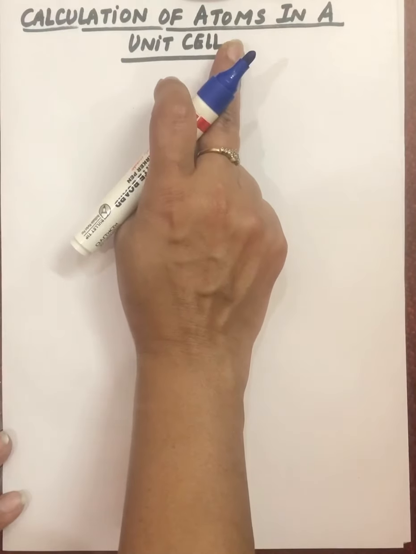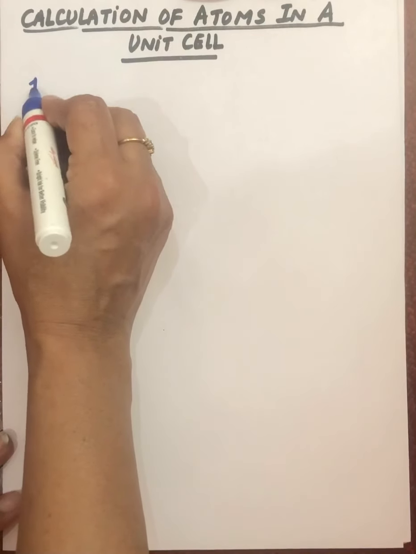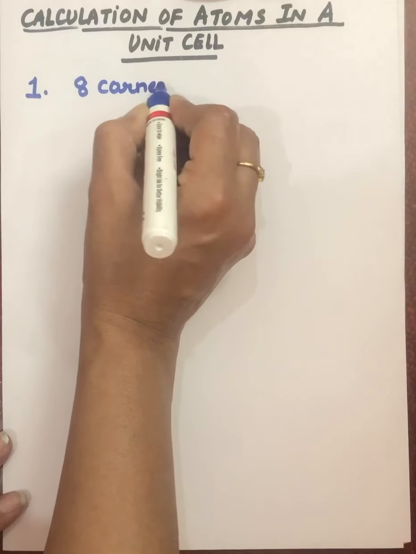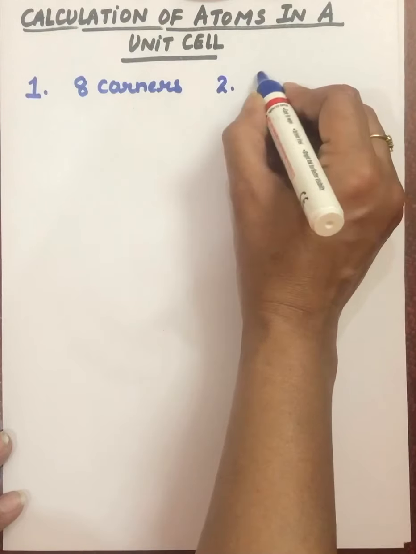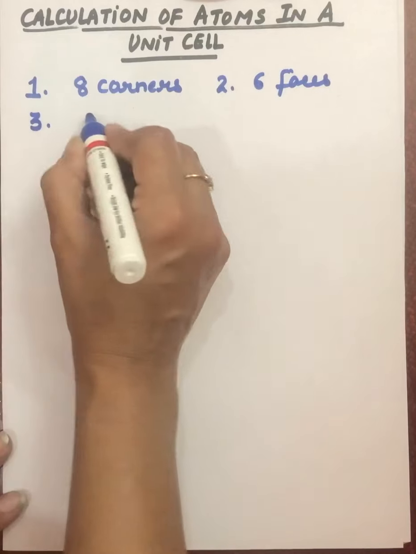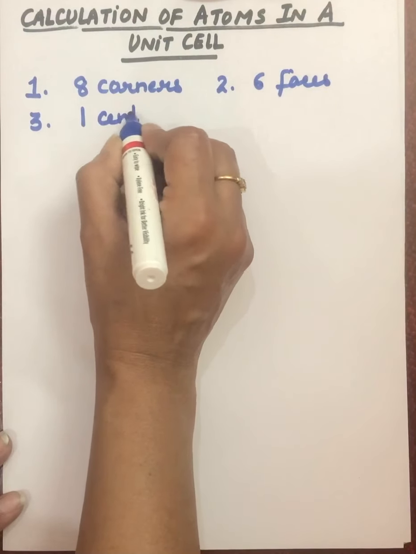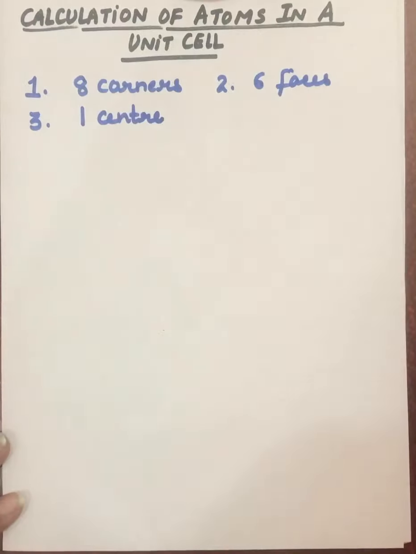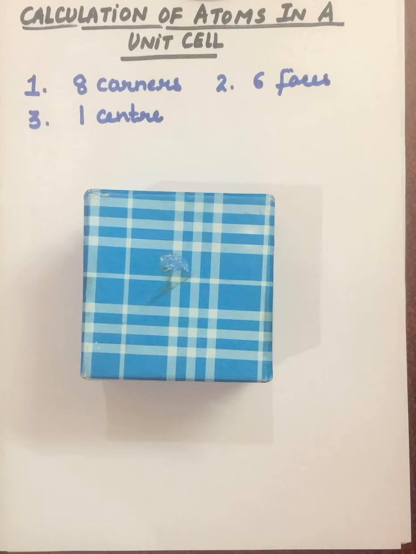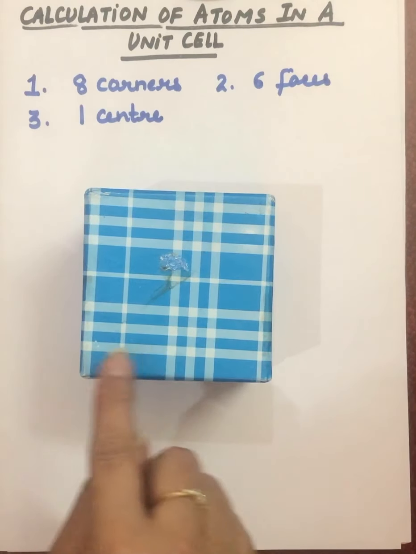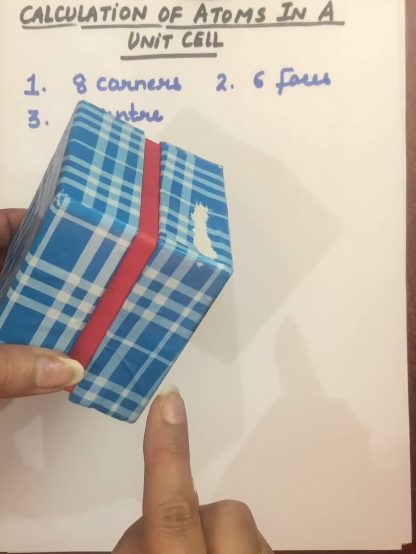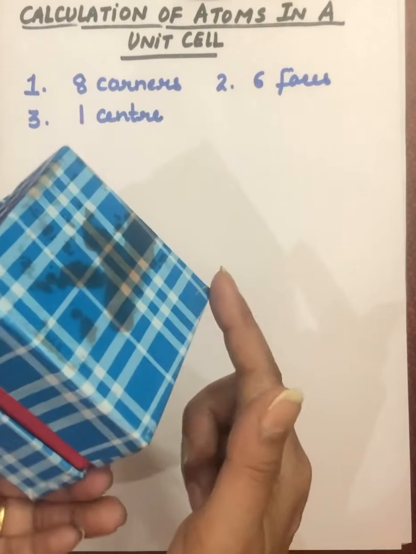Before calculating the atoms in a unit cell, we should know in one unit cell there are 8 corners, 6 faces, and there is one center, that is body center. Now the unit cell I'm taking is a cube for this. Like this is a cube. In this there are 8 corners. These 4 on the top, and plus we have 4 at the bottom, 5th, 6th, 7th, and this is the 8th one.